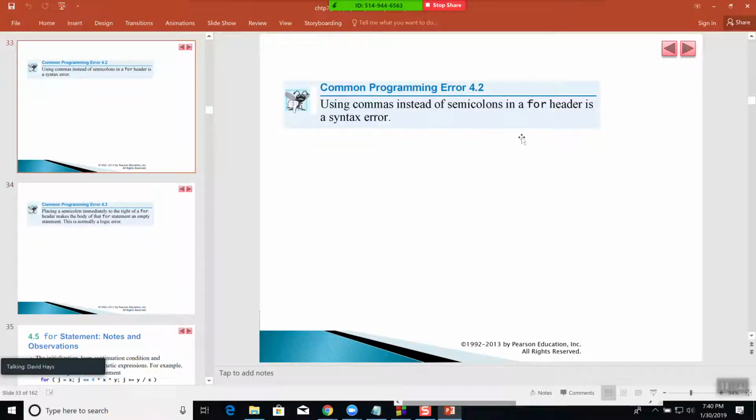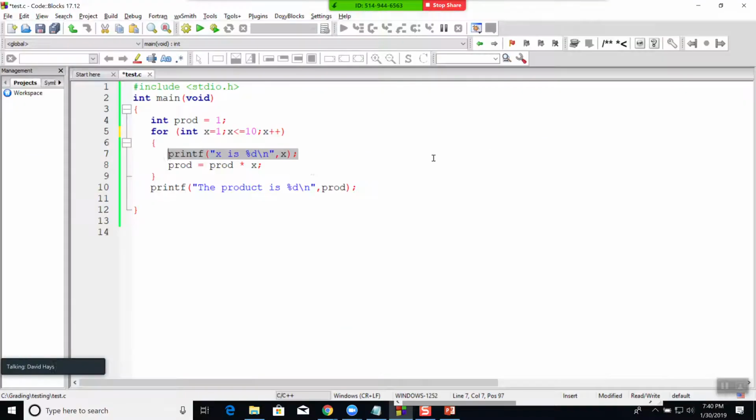Using commas instead of semicolons in a for header is a syntax error. You notice when I did this here, I put semicolons between them, not commas. So they're just saying you can't put commas here.